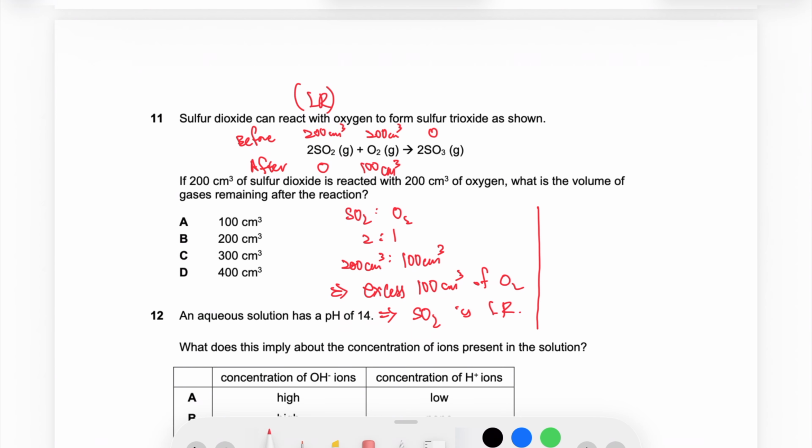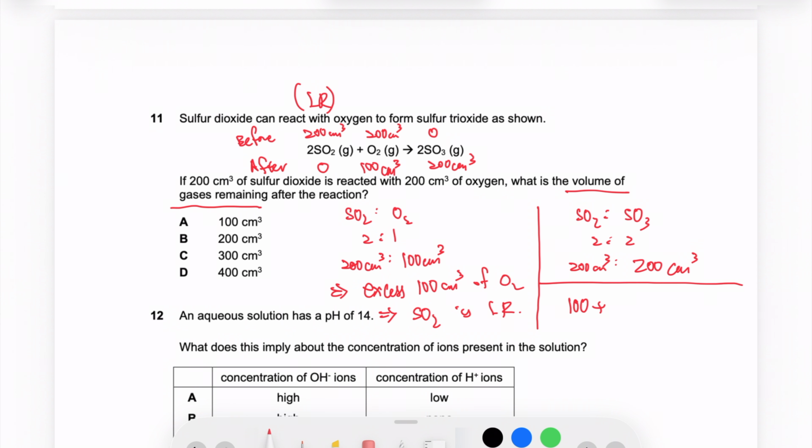Okay, and then let's do the mole ratio. SO2 to SO3, 2 is to 2. So if this is 200 cm cube, this will be 200 cm cube. So if they want the volume of the final gas remaining, the working will just be 100 plus 200. Okay, so the answer will be C. Okay, just put here.